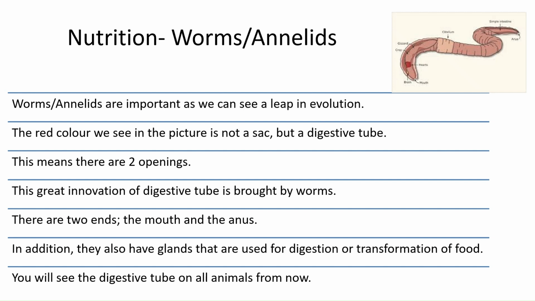Next come worms or annelids. Worms and annelids are important as we can see a leap in evolution. The red color we see in the picture is not a sac but a digestive tube. This means there are 2 openings. This great innovation of the digestive tube is brought by worms. There are 2 ends, the mouth and the anus. In addition, they also have glands that are used for digestion or transformation of food. You will see the digestive tube on all animals from now on.